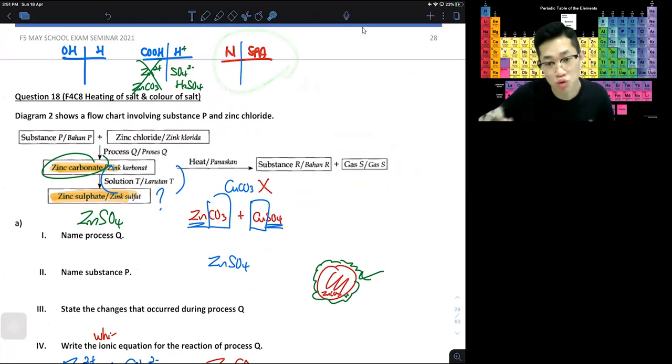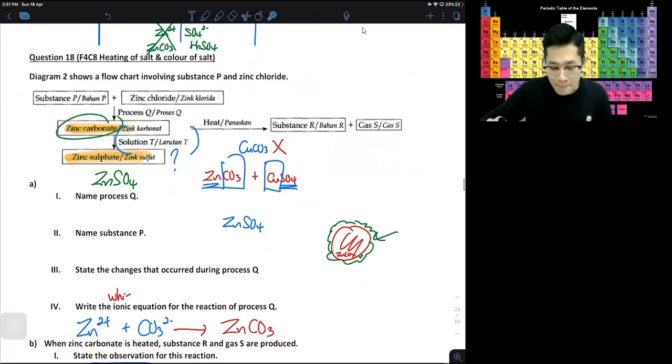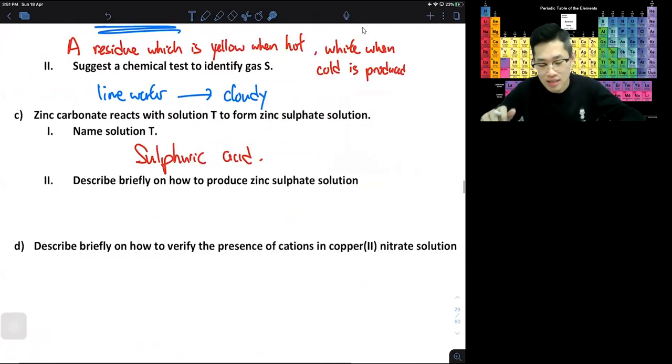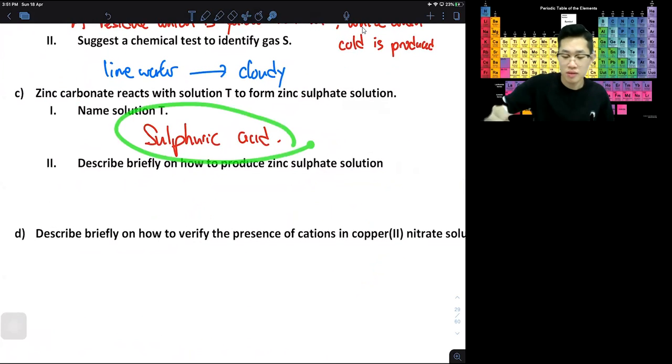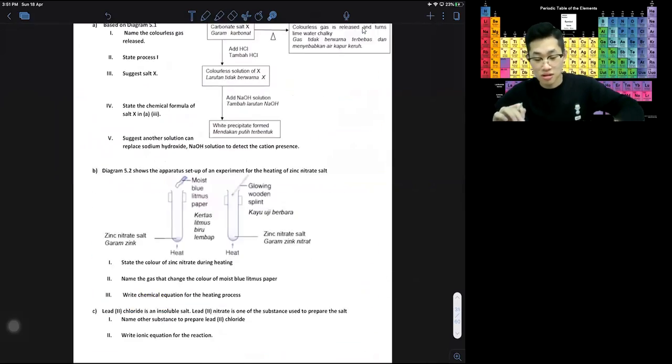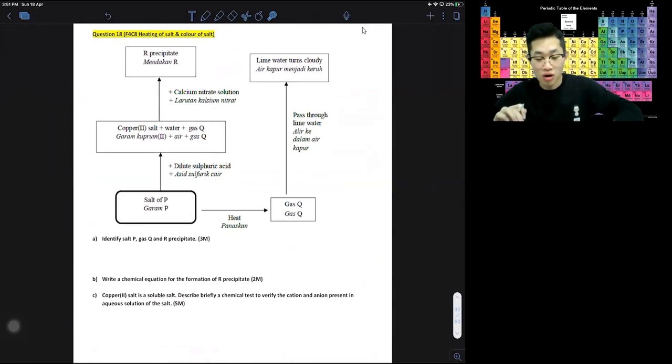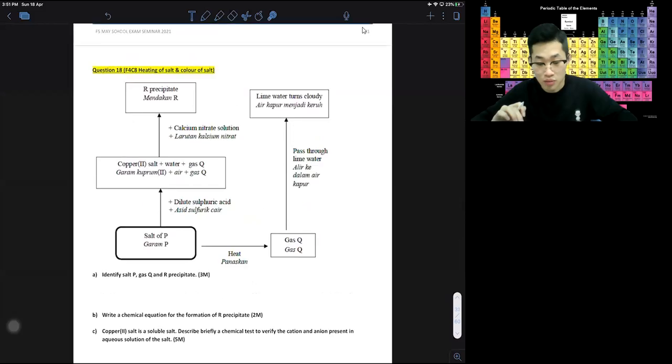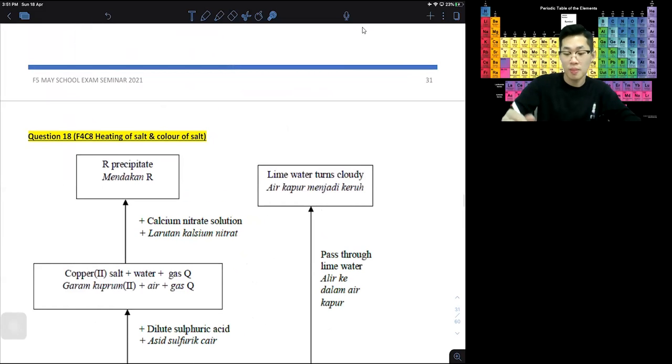A different cross to do it. Cannot. Okay, so sulfuric acid, and the second ultralight cross. So now we try a few more questions. We look at page 32.